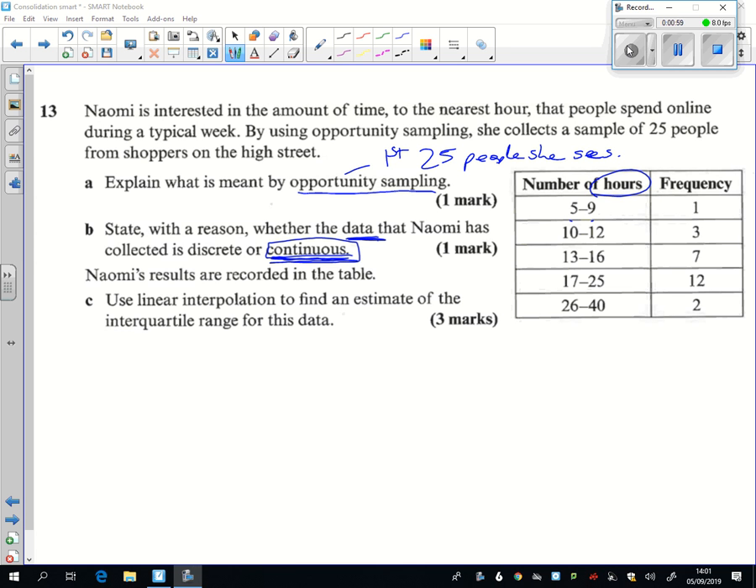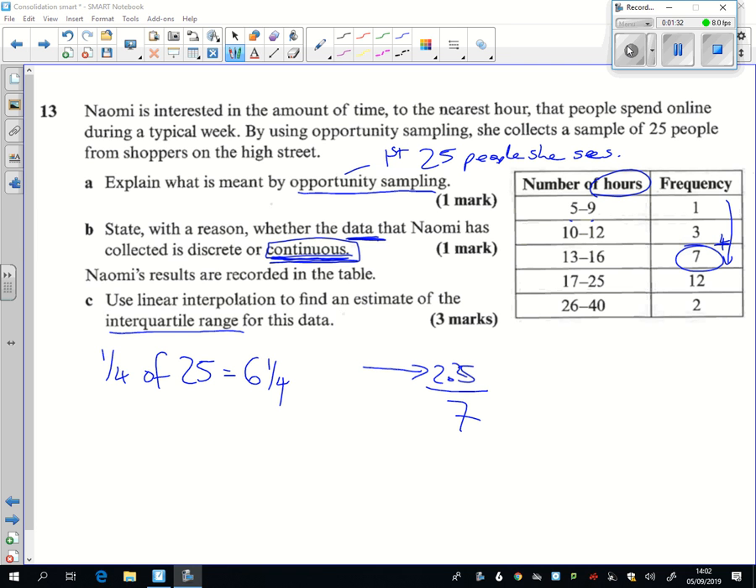Linear interpolation to find the interquartile range. So we need to find out where a quarter of the data is and then where 3/4 of the data is. Well, a quarter of 25 is 6 1/4, 6.25. So we need to go up to the 6.25th one. Well, clearly we've had 4 up to there. So we need to go another 2.25, sorry, another 2 1/4 into this group here.